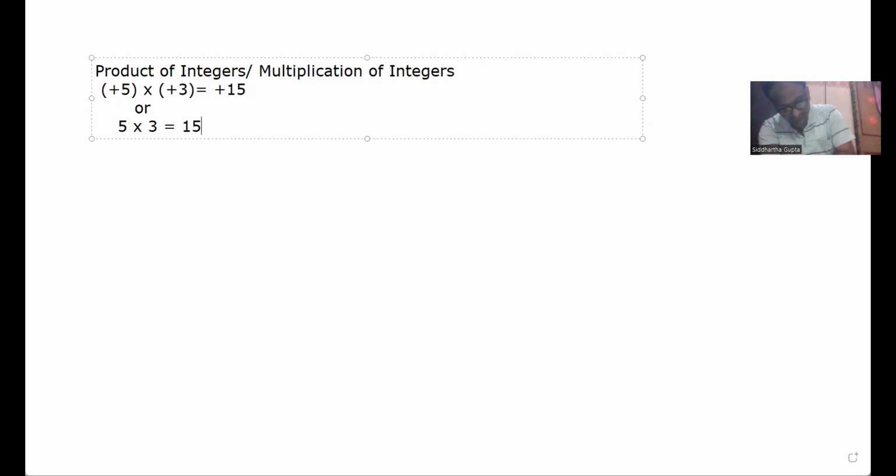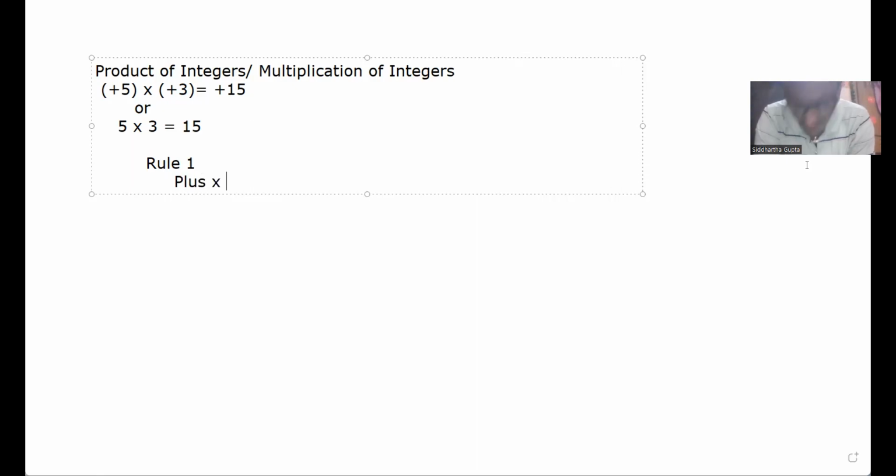So now, if you want to multiply a number, there are some rules. So you have to remember this rule, the golden rule. Rule number one is when plus into minus is equals to minus.